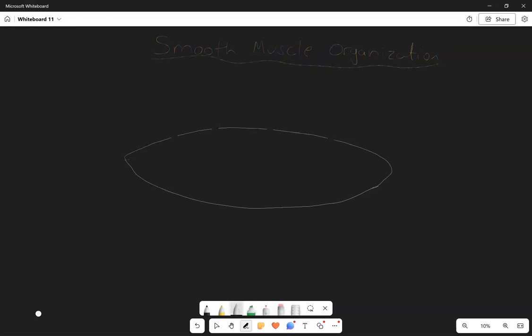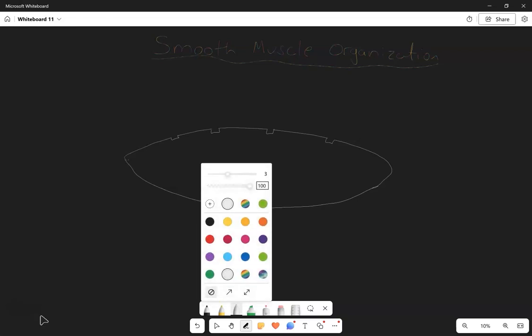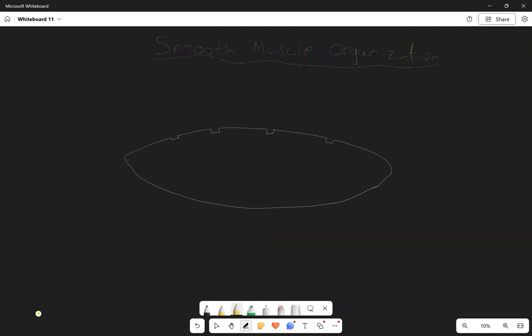A smooth muscle cell does not have a specific site like the skeletal muscle cell does, where the neuron attaches, right? So there's no motor end plate. So the neuron that comes in has these expansions called varicosities that line up over top of those invaginations in that smooth muscle, right? So this is what we refer to as a varicosity.